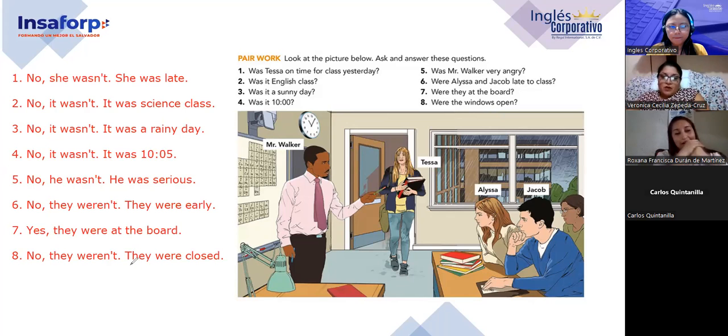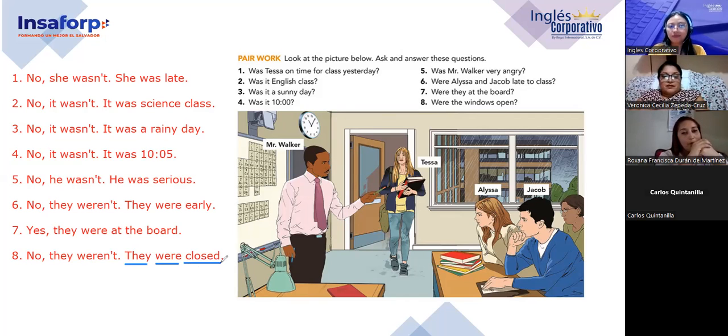Pero ya está el auxiliar, pero eso es si fuera pregunta, ¿verdad? Si lo pasamos a español, diríamos, ellas estaban cerradas. Si digo close, cerrado, diría. Presente es cerrar. Pero acuérdense que cerradas.